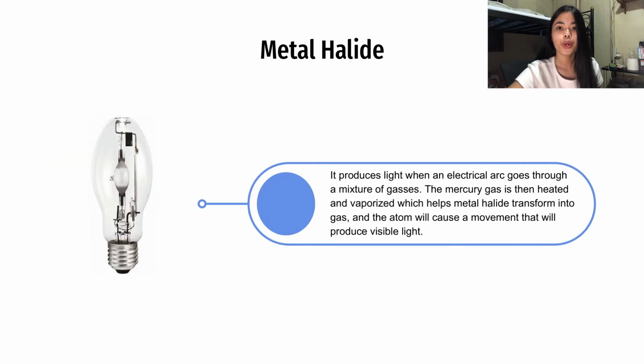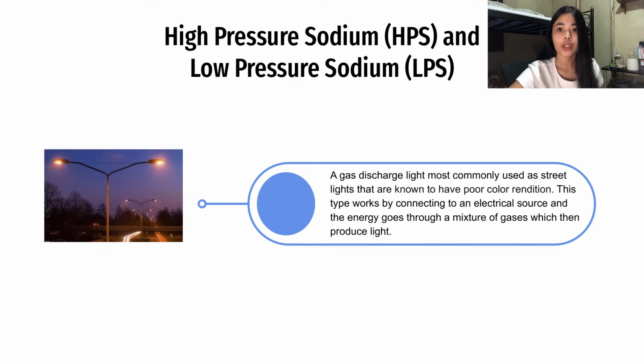Next, the metal halide type works again with electricity that transforms metal halide into gas, which drives the whole component to produce visible lights. High pressure sodium and low pressure sodium both produce a large amount of light, which makes them ideal to use as street lights.